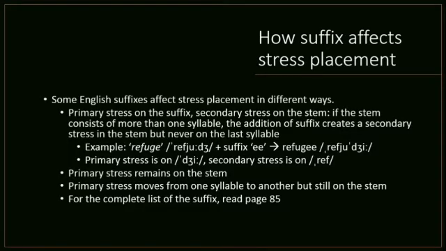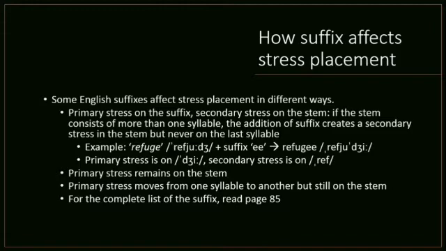Next, I'm going to describe how suffixes affect stress placement. Some English suffixes affect stress placement in different ways. The first one is primary stress on the suffix, secondary stress on the stem. So the primary stress is on the first syllable of the suffix. If the stem consists of more than one syllable, there will be a secondary stress on one of the syllables of the stem, but it's never on the last syllable. Like, for example, in the word refugee, the stem is refuge. The suffix is ee. In the word refuge, the stress is on the last syllable, fuge. But in the word refugee, stress is on the suffix ee. So the primary stress is on gee, the secondary stress is on ref.